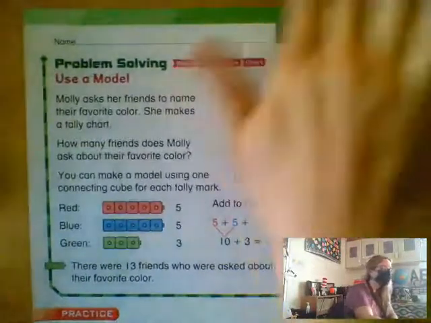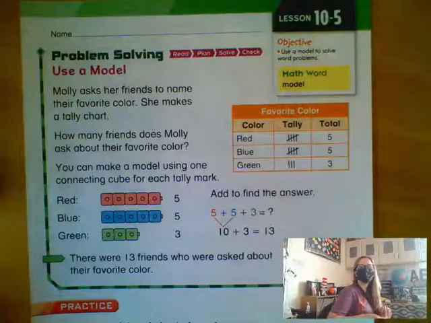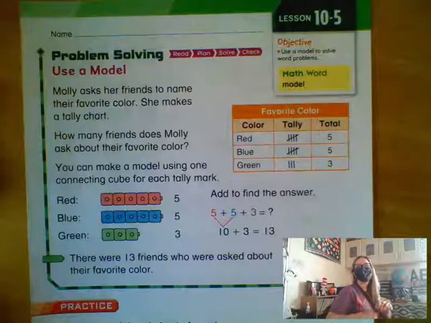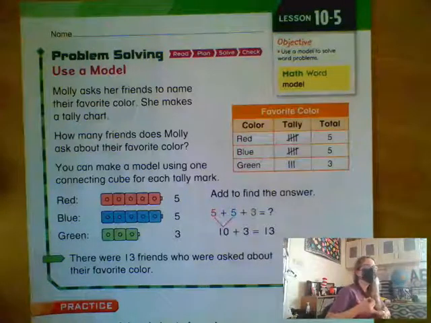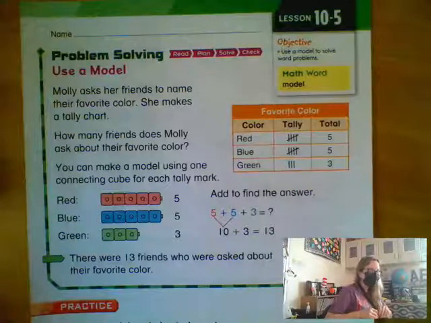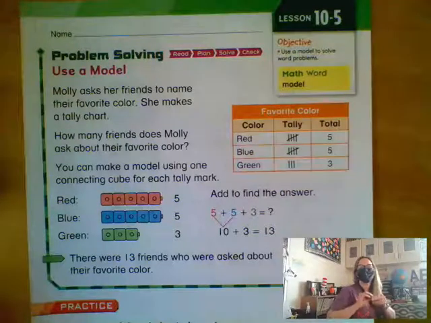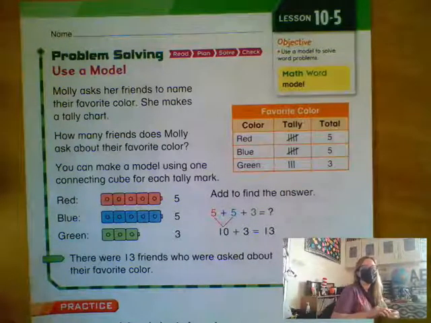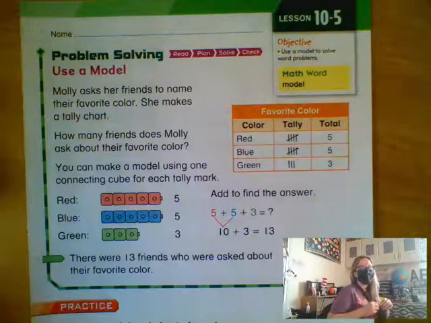So we have been learning about reading and creating tally charts and reading and creating picture graphs. And so now we're going to work through some problems where we decide what do we know, what do we need to know, and how do we figure that out, okay? So looking here, it says using a model, Molly asks her friends to name their favorite colors. She makes a tally chart. How many friends does Molly ask about their favorite color?